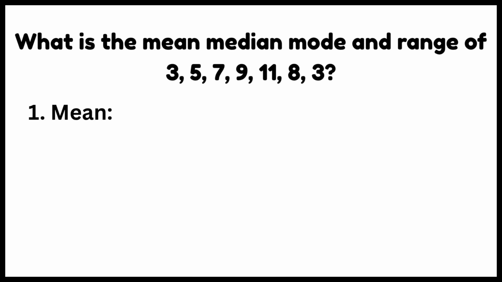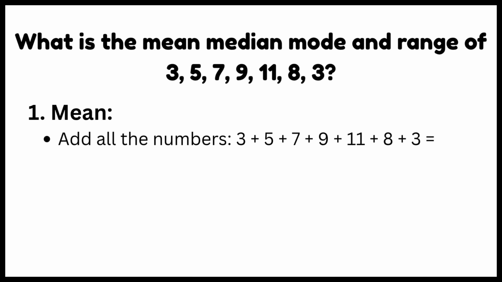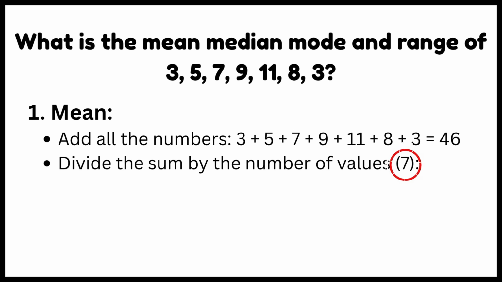To find the mean, add all the numbers. We will get 46. Then divide the sum by the number of values, which is 7. So the mean is 6.5.